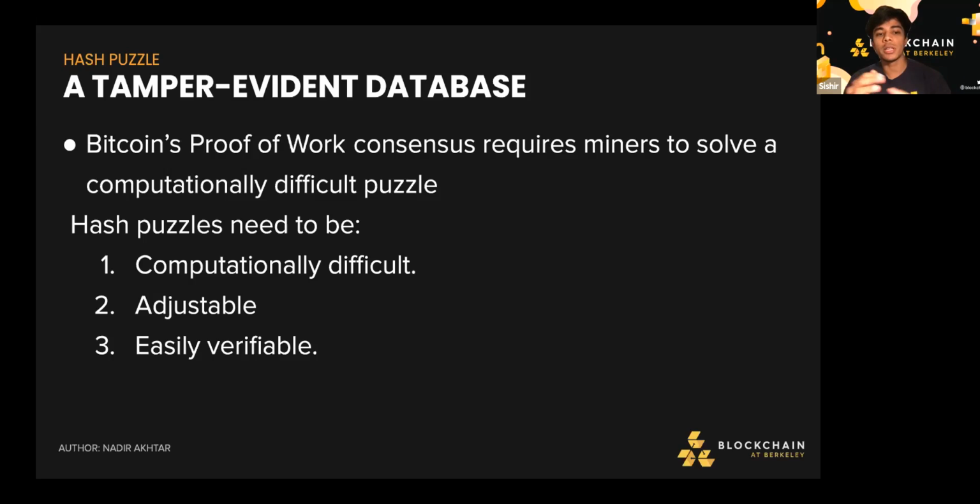So in proof of work, there are three major components. The first is that it has to be computationally difficult to generate or to solve something in proof of work. It has to be adjustable, and it has to be verifiable, easily verified. And we can see how Bitcoin does that in coming slides.